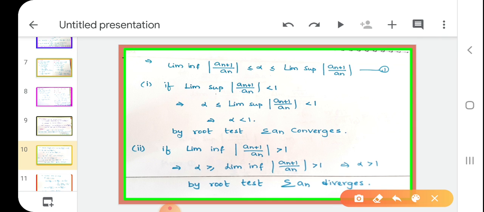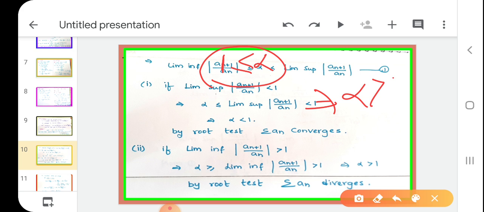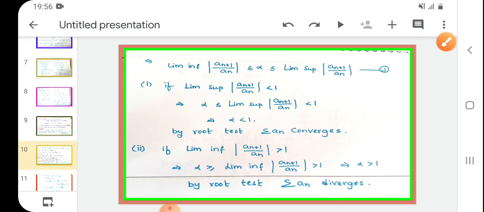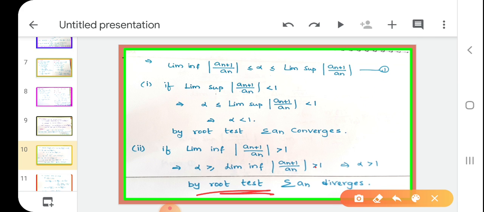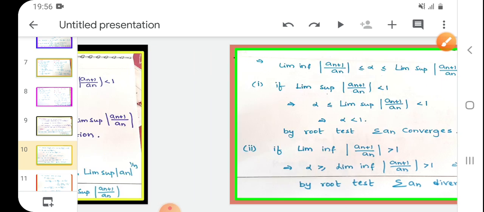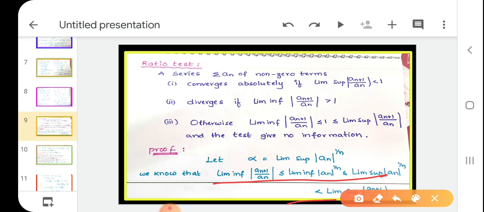Now what do we have here? 1 less than or equal to alpha. That means alpha is greater than 1. If alpha is greater than 1, by the root test, what do we write? Alpha, summation an is divergent. It's a very simple proof. We have to remember this inequality here only. By the root test, the value of alpha is limit supremum of an whole power 1 by n.